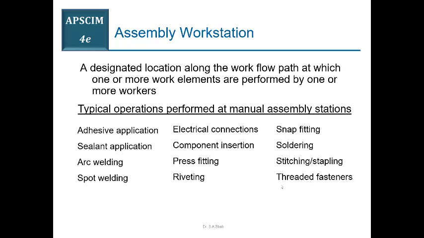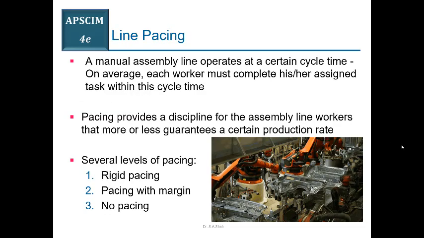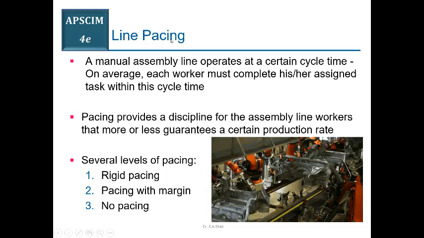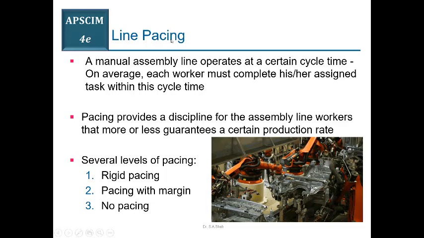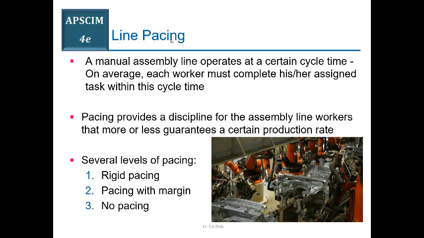Joining processes where they are basically of two types. You can have permanent joints, you can have temporary joints. So the operations related to permanent fastening as well as temporary fastenings will be the key components of an assembly plant. लाइन पेसिंग का जिक्र जो है वो आ सकता है क्वेश्चंस में.